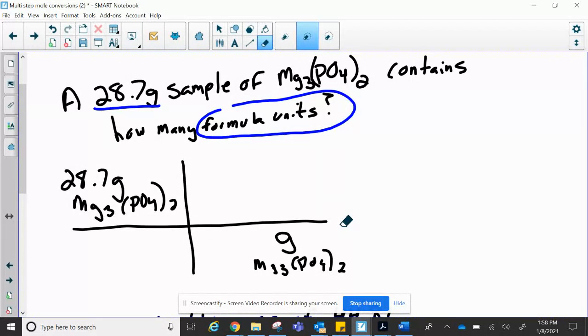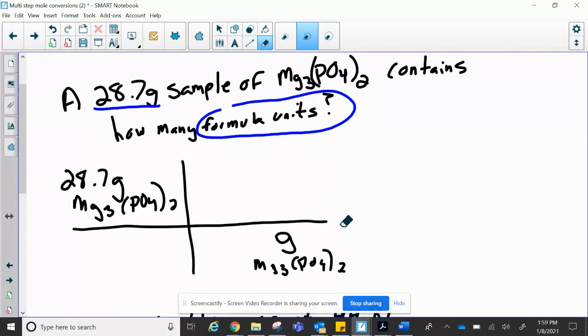Shoot, let me see if I've got it. I think I've got it somewhere, so I don't have to figure it out right now. My bad, I don't have it. So let me figure it out super quick here.